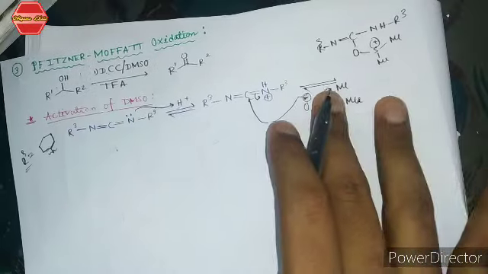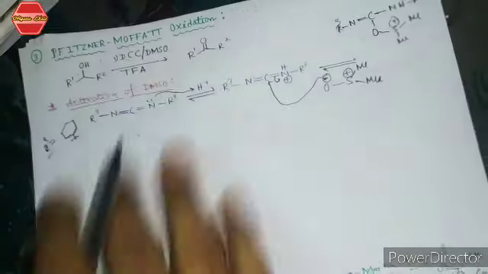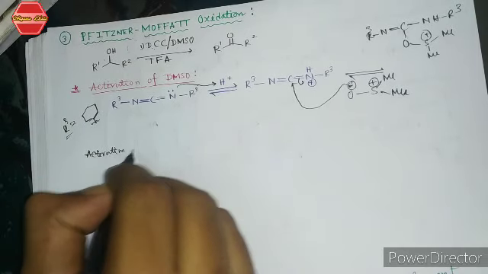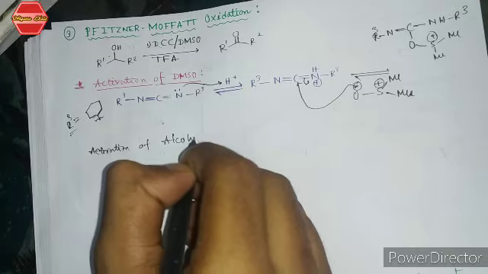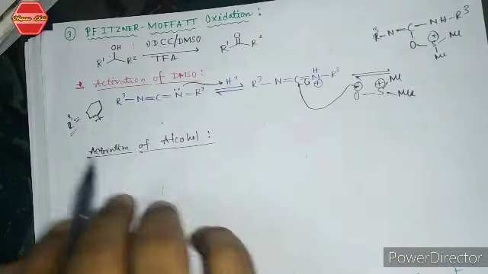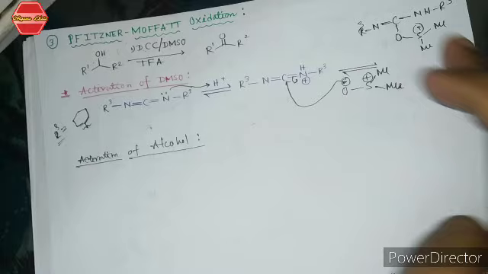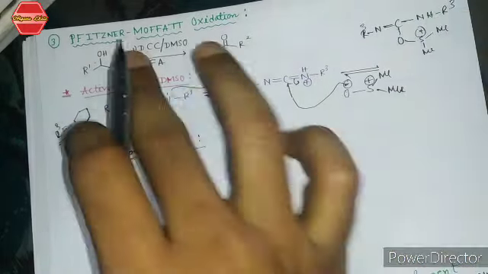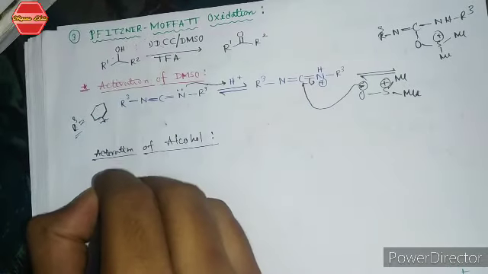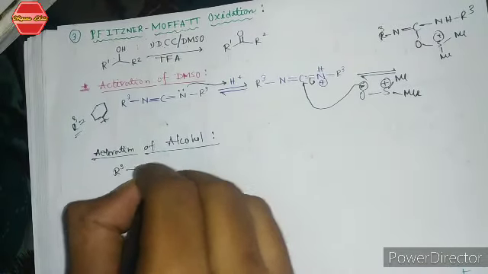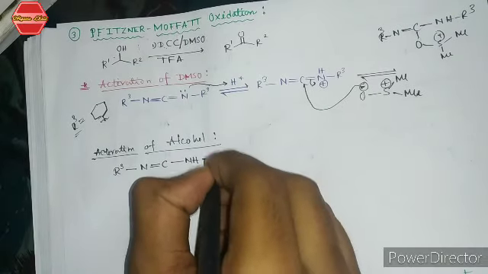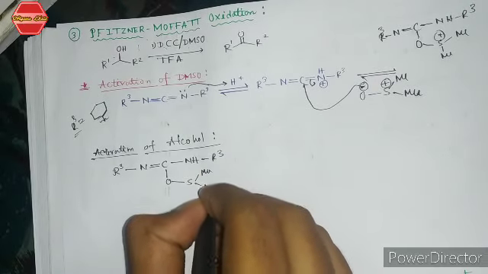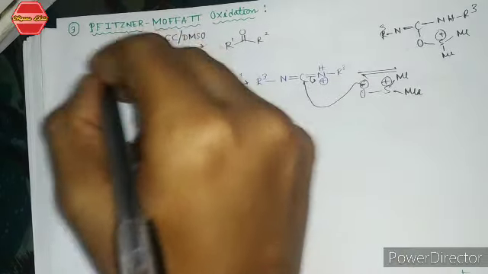Now there is a second step, which is activation of alcohol. Okay, so for activation of alcohol, you have to take this type of intermediate, and you have to put this alcohol. Okay, so I have written it over here. And we have taken this alcohol.